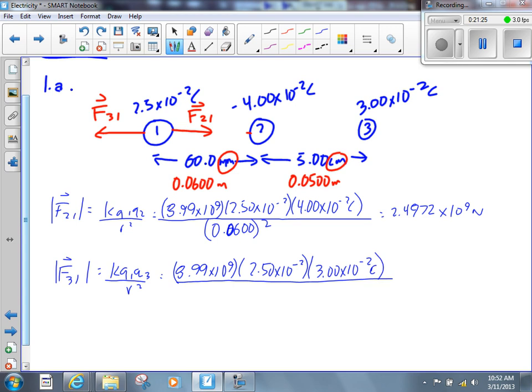What's the distance there that separates 1 and 3? What distance do we use here? Ashton? The combined, which is 0.11 meters, right? We can't just use 0.0500 meters because that's the number that was given to us, right? That's not the number that we want here. We want the distance between 1 and 3. We've got to do a little bit of addition to find that number. When we do the math on that one, it works out to be 5.5723 times 10 to the 8 newtons.